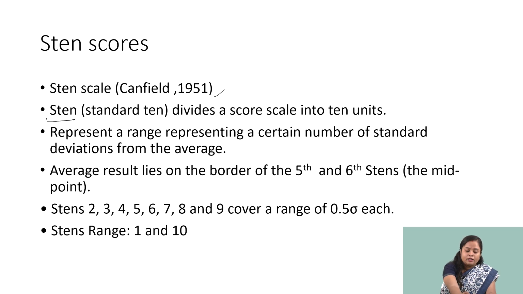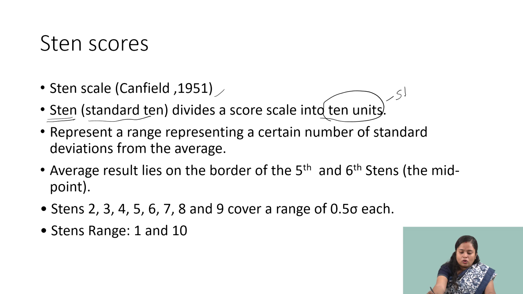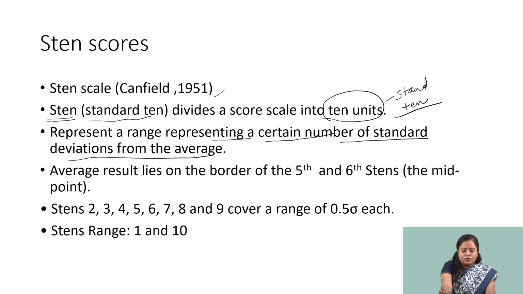The name Sten itself suggests standard 10. Here the scores are divided into a total of 10 units. That's why it is called standard 10. Sten scores represent a range with a certain number of standard deviations from average, and the average result lies on the border of 5 and 6. So the fixed mean of the Sten score is 5.5.